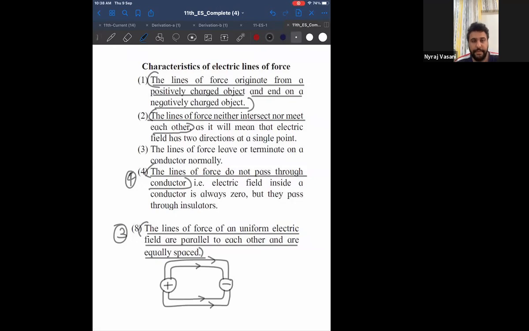Okay. Written. And the last point, the lines of force leave or terminate on a conductor normally. Means the lines of force take off and land perpendicularly. The lines of force take off and land perpendicularly, or this you can write as your point 5. The lines of force leave or terminate on a conductor normally.